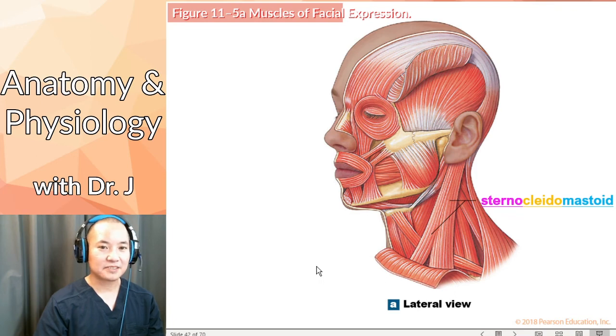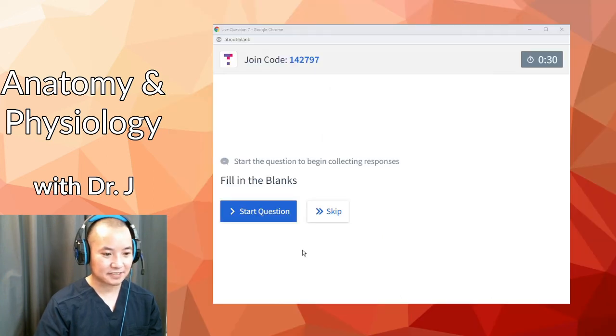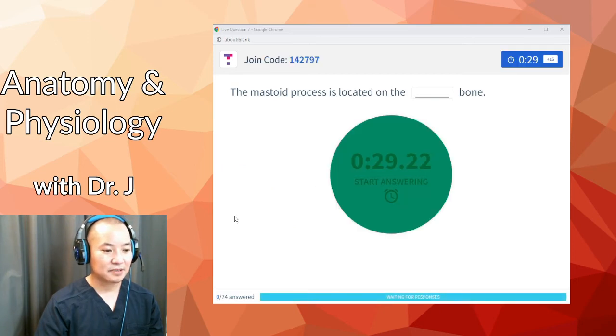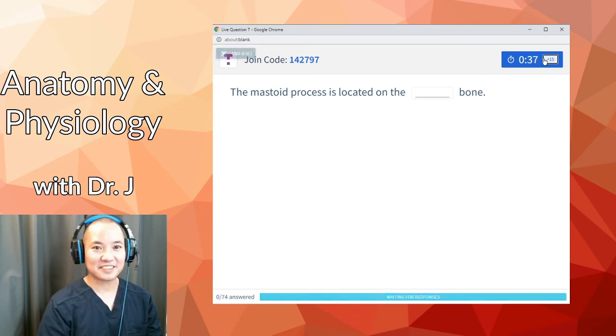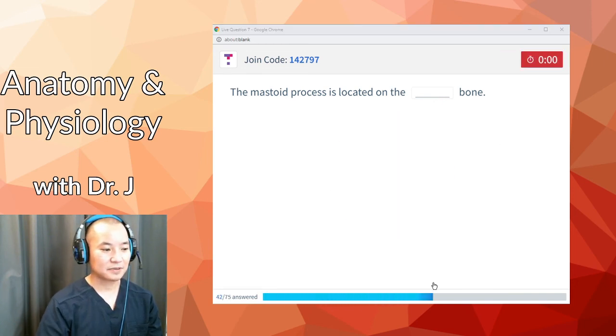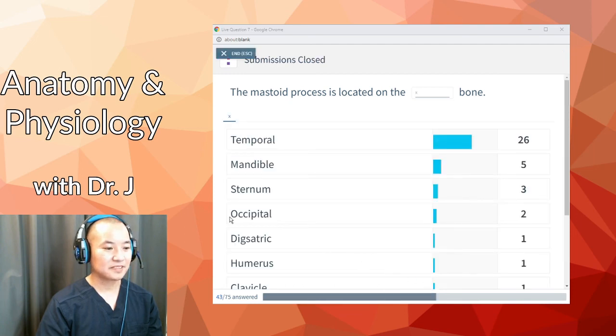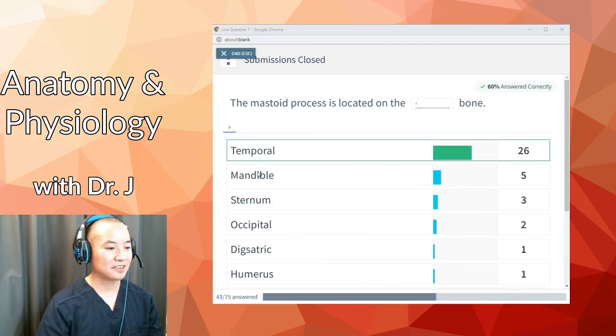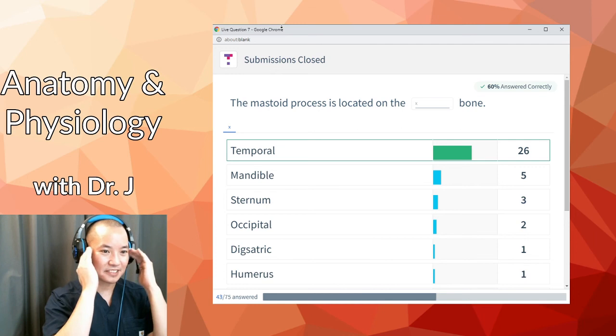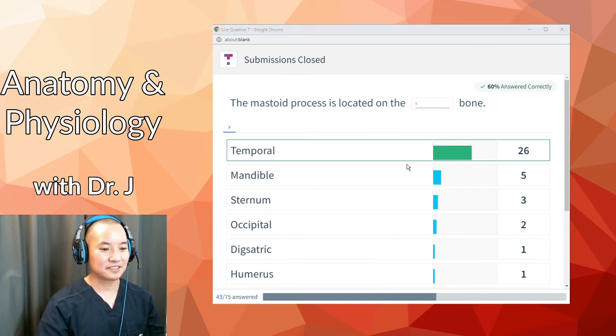Now, we talked about the sternum, we talked about the cleido meaning clavicle, but what about mastoid? So let's talk about the next question. The mastoid process is located on the blank bone. Which bone would you find the mastoid process on? We did cover this in the axial skeleton lectures. Okay, let's see how everyone did. Most of you said temporal, and most of you are correct. It is on the temporal bone, forming your temples, the more inferior side of your skull right there.